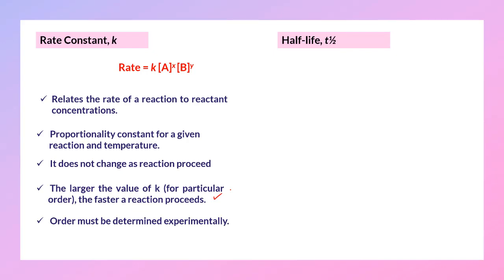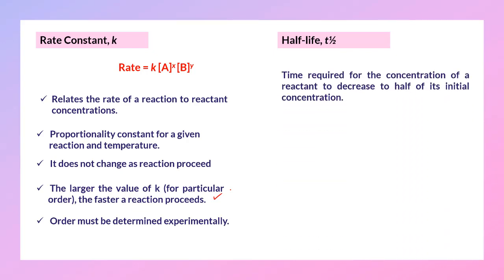Alright, half-life. Half-life, the symbol is t half. It is the time required for the concentration of a reactant to decrease to half of its initial concentration. Alright, we will discuss it later. We will go one by one for each order. So now let's start with zero order. For your syllabus, we will learn zero order, first order and second order specifically. So now let's start with zero order.